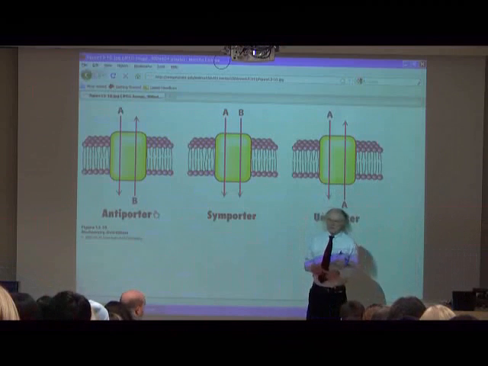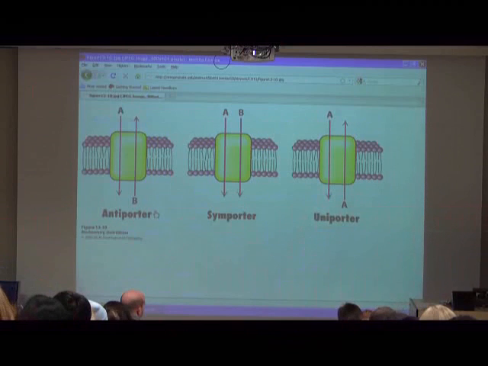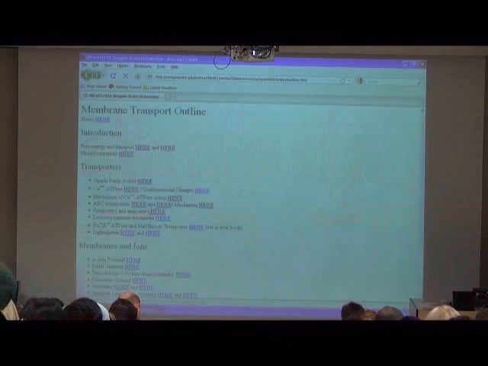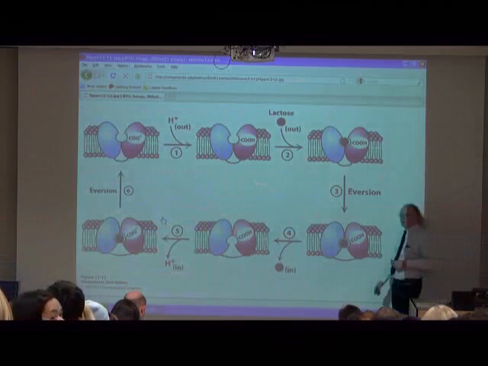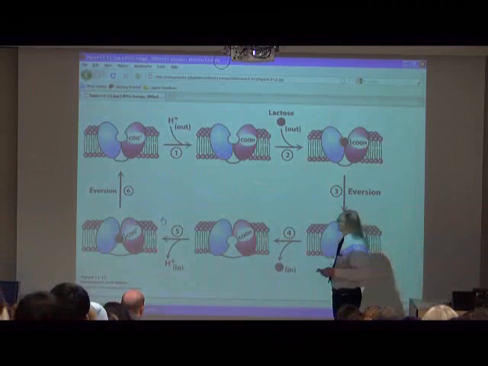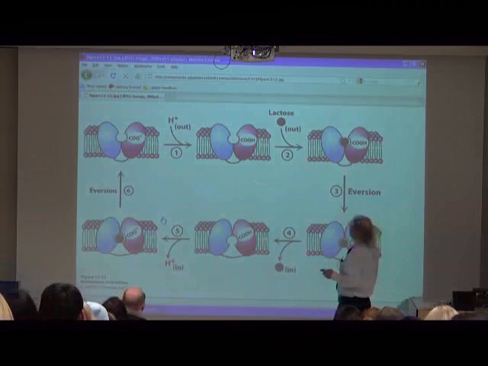Okay. So we can see, for example, that the glucose transporter that I described to you, okay? It could let things in, it could let things out, depending on the concentration. That would be an example of a uniporter. Okay. I show you that because there's an interesting other mechanism I want to show you here first. This mechanism, I'll let you decide if it is a symporter or an antiporter.